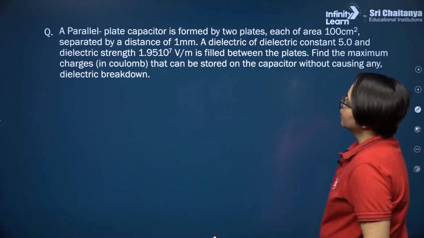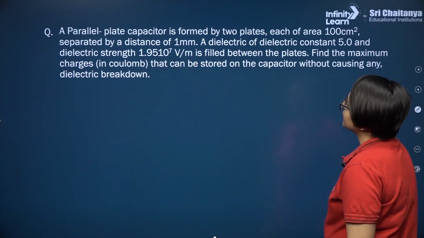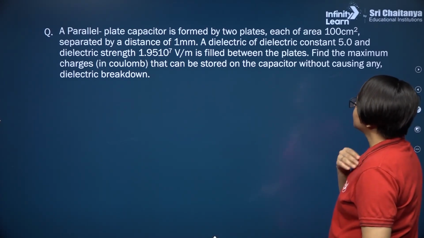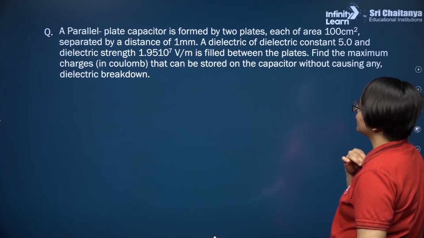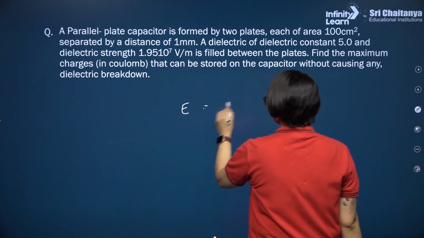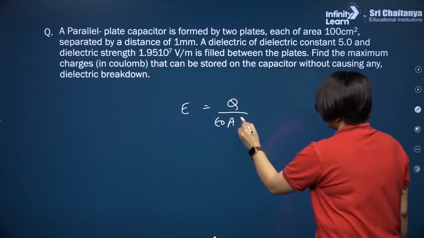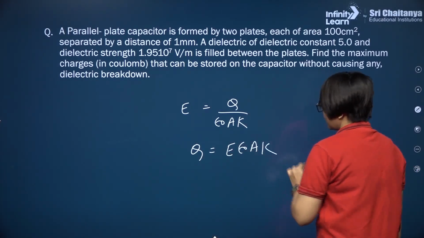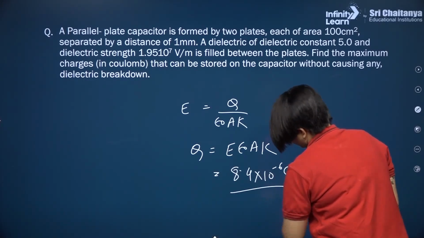Okay. Next is, a parallel plate capacitor is formed by two plates, each of area this much, separated by a distance this. A dielectric of dielectric constant K and dielectric strength this much is filled between the plates. Find the maximum charge that can be stored on the capacitor without causing any dielectric breakdown. So over here, the electric field is given as Q upon epsilon naught A, into K. So Q will be E epsilon naught A into K. So in this case it will be 8.4 into 10 power minus 6 coulomb.